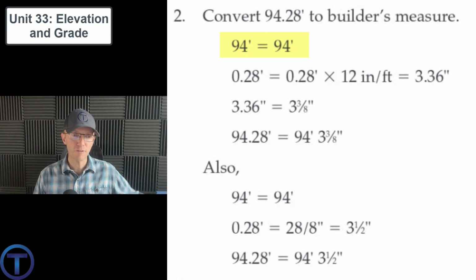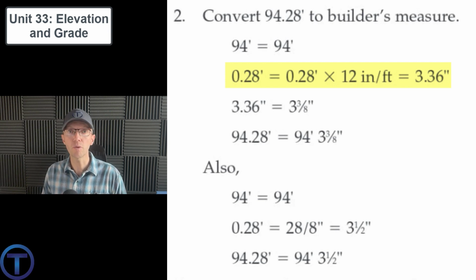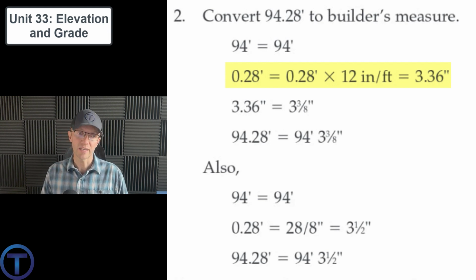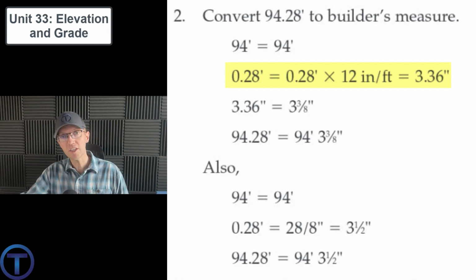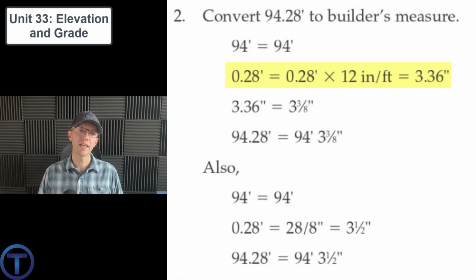So we know it's 94 feet. We're just going to set that aside and say, okay, we got our 94. What we need to convert is the 0.28 decimal feet. What is that in inches? Well, let's find out. First of all, let's convert it over into inches, right? We can take that 0.28. Anytime we're going from feet into inches, we multiply by 12. So 0.28 times 12 equals 3.36 inches. Now we've converted over into inches.